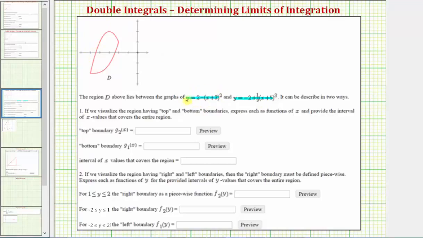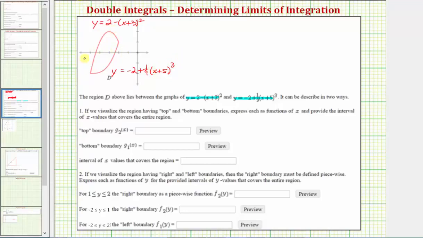We should be able to recognize this first function, y equals 2 minus the quantity x plus 3 squared, would be a quadratic function. And if we expanded this, the coefficient of the x squared term would be negative, and therefore the graph is a parabola opening down. Which means this piece of the graph would have to come from the function y equals 2 minus the quantity x plus 3 squared. Which means the bottom graph would have to come from the function given here, y equals negative 2 plus 1/9 times the quantity x plus 5 raised to the third.